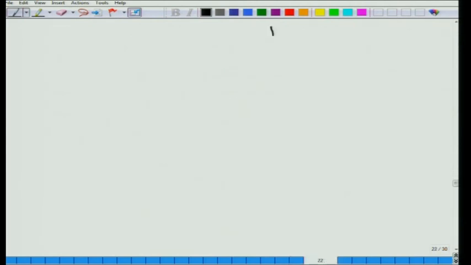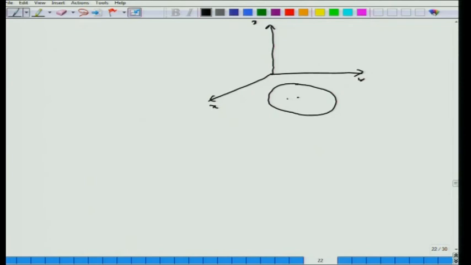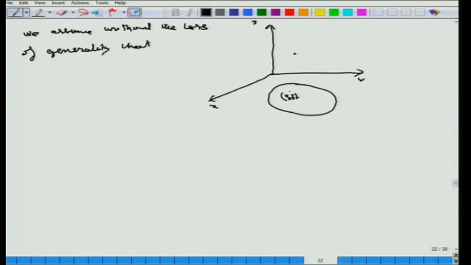So we have the situation here, and this is the point (x0, y0) such that f is here. So we can assume without loss of generality that f(x0, y0) is positive. Otherwise, we can multiply by a minus sign, otherwise we work with minus f.